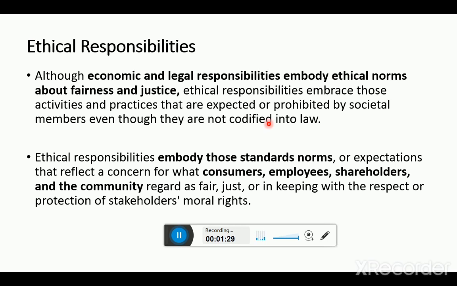What is clear is the ethical way we have to adopt to follow this responsibility, because this is the need of the organization. Now that responsibility is known as your ethical responsibility.